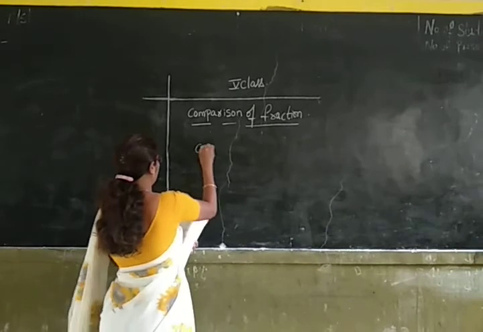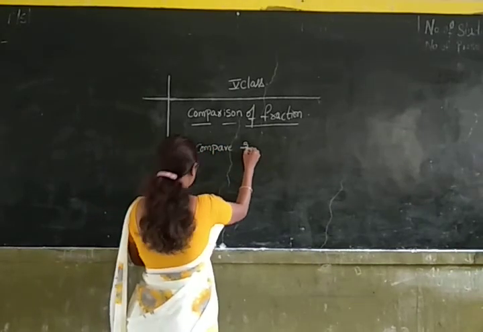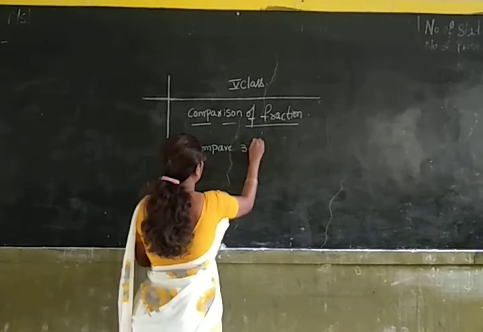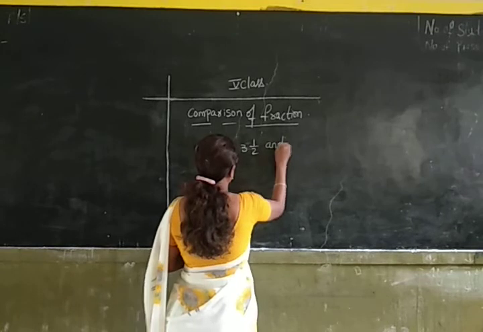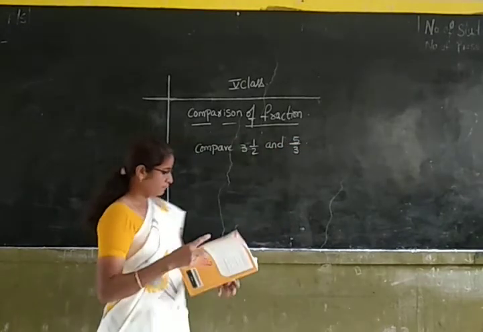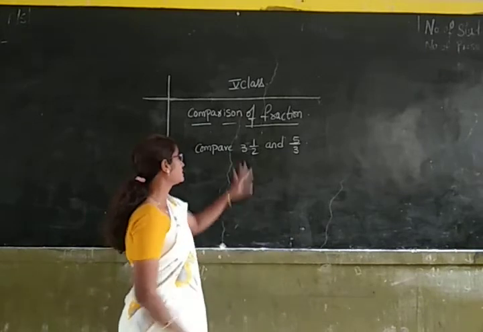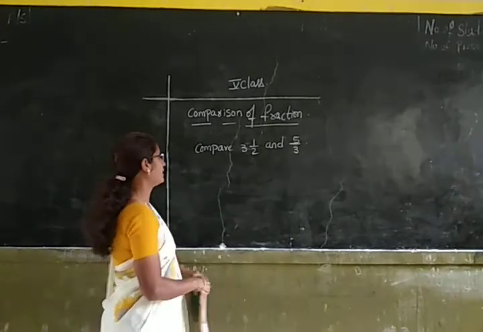Now let us compare 3 1 by 2 and 5 by 3. For comparing the mixed fraction, first we have to change the mixed fraction into improper fraction.